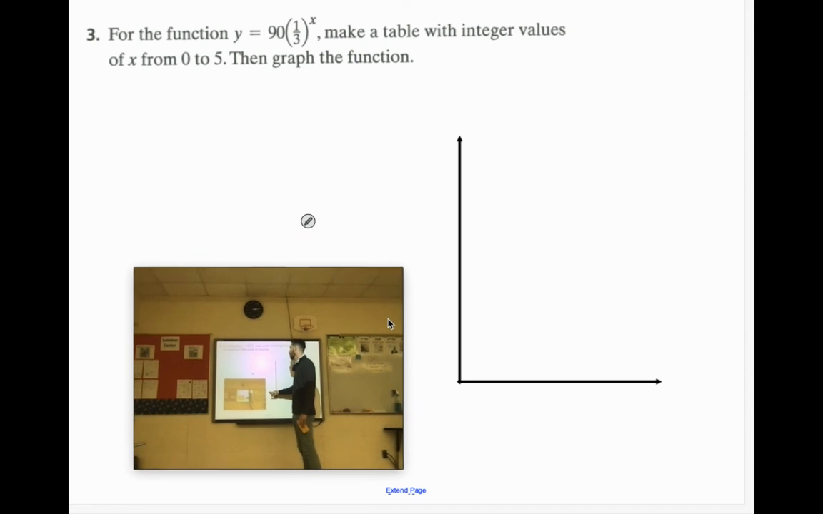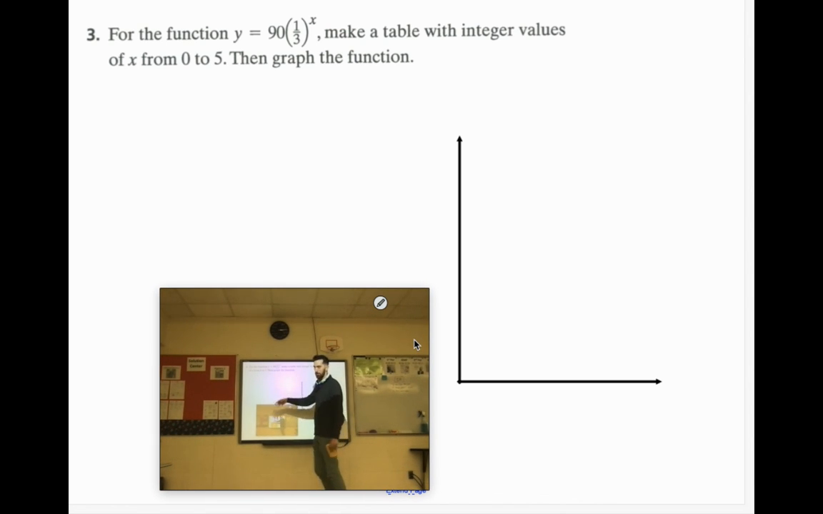So here you have 1/3. So really you'll be dividing those numbers by 3. So try it out.